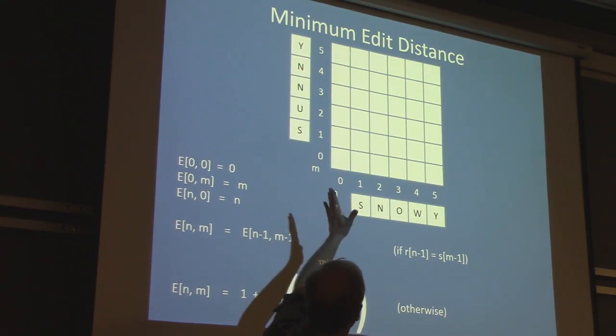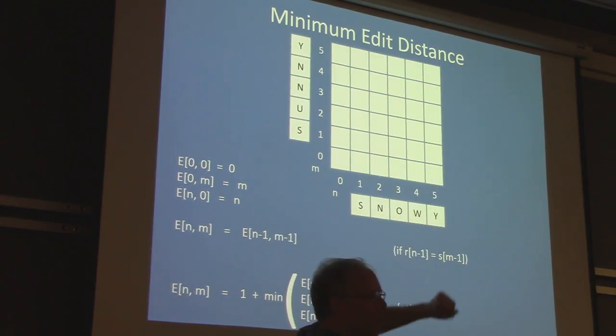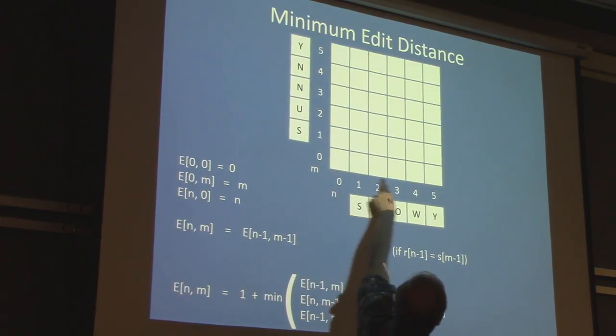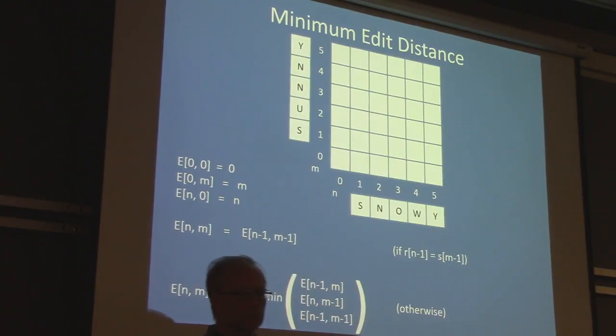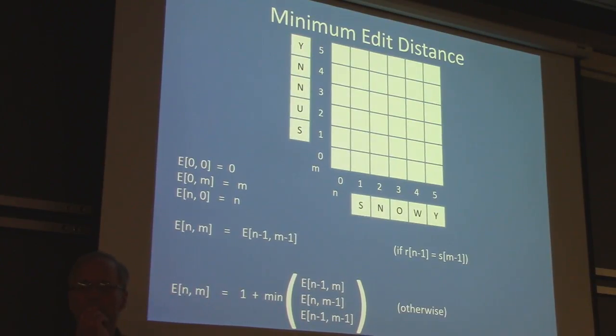So that suggests starting at the bottom and working up. Would it work to start here and do this row, and then the next row, and then the next row? No. Why not? Yeah. Check its dependencies. It depends on the one on the left. You just put the bottom up.